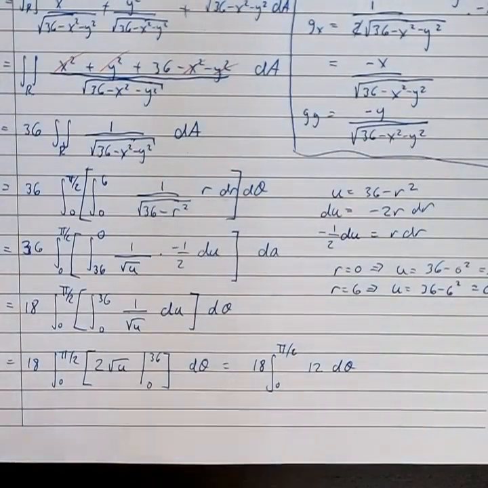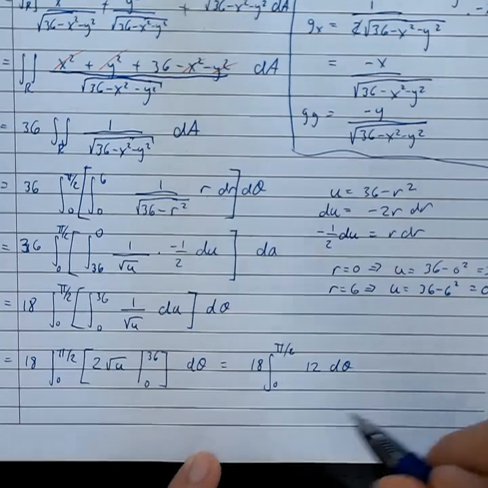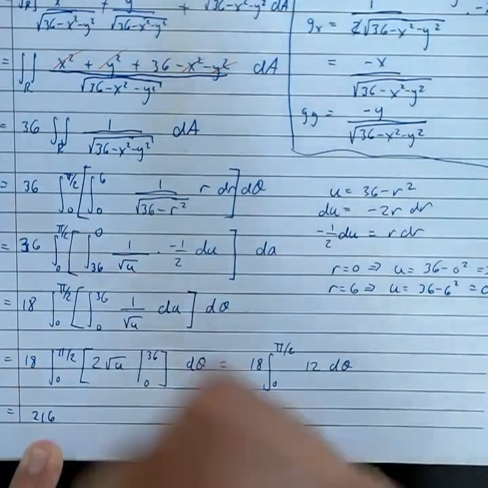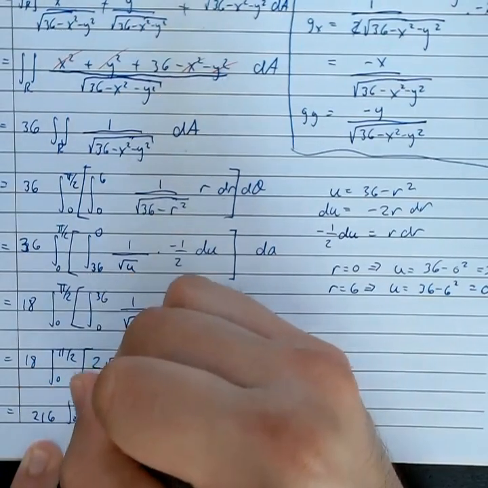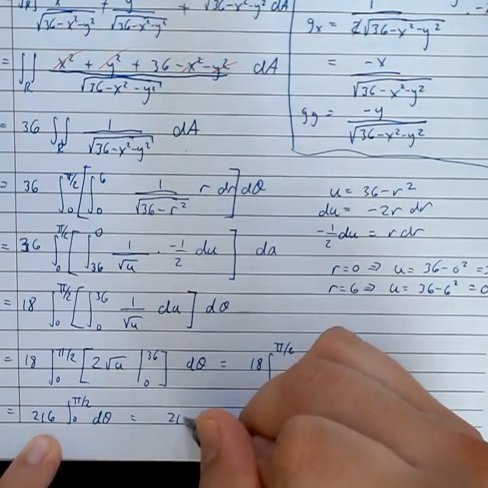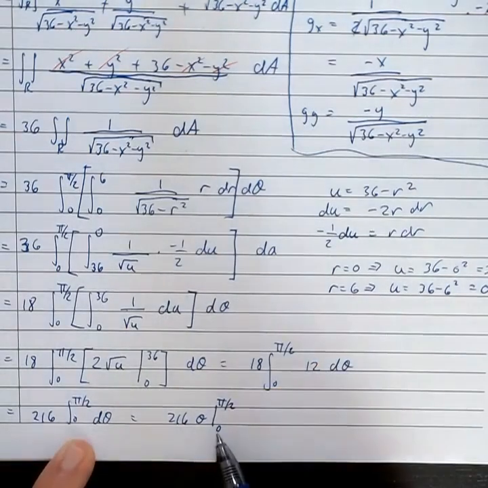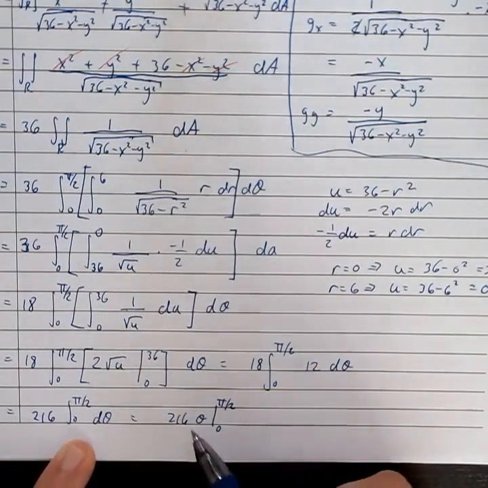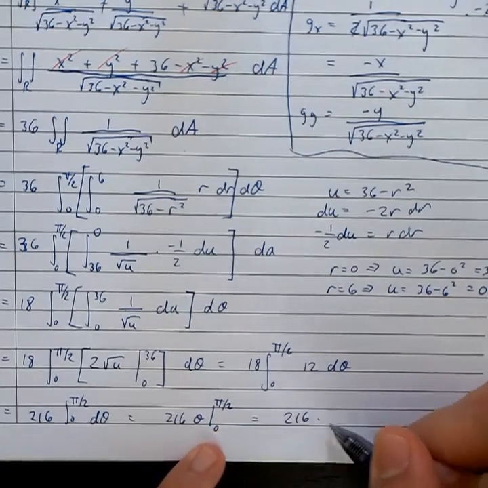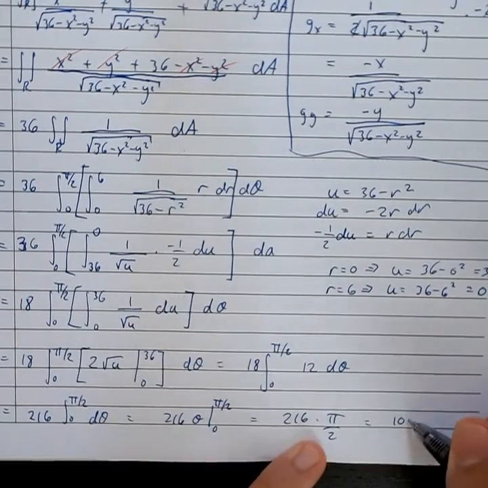I can factor out that 12, and that'll give me 12 times 18. That's going to give me 216, times the integral from 0 to pi over 2 d theta, which is just going to be 216 theta evaluated from 0 up to pi over 2. Obviously, 0 keeps that 0, so the only thing that I worry about is pi over 2. So this will give me 216 times pi over 2, which will give me 108 pi.